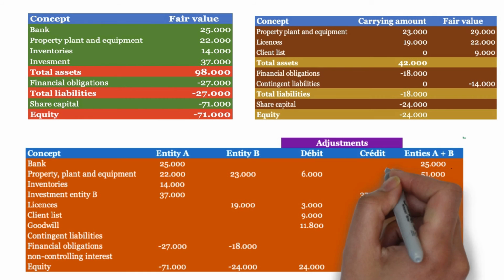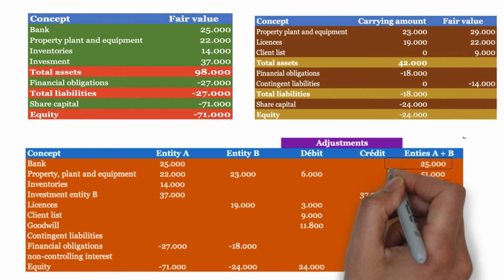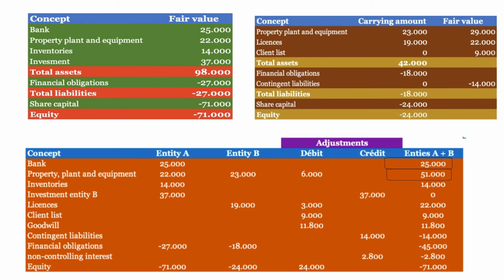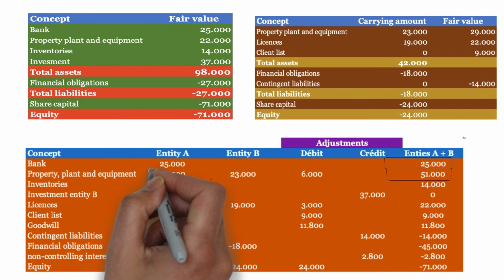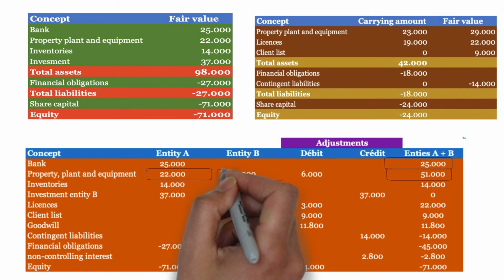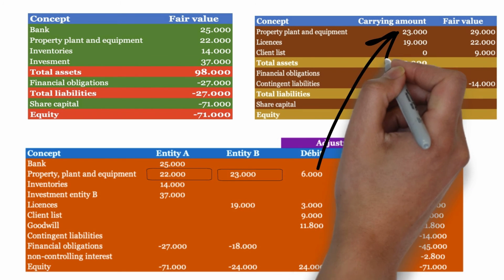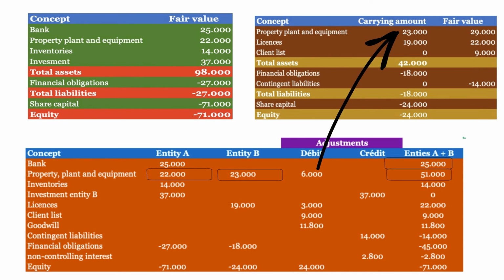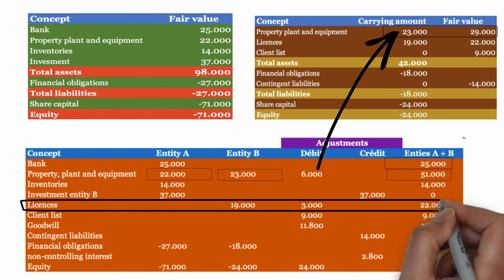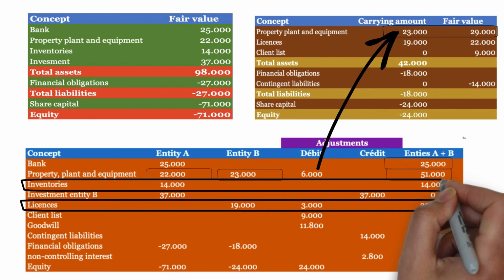Banks for 25,000. Property, plant and equipment for 51,000. This balance is the result of taking the carrying amount of 22,000 from Entity A, the carrying amount of 23,000 from Entity B, plus the adjustment for the difference between the carrying amount and the fair value of this asset. We carry out the same procedure with the licenses. Inventories do not present changes.